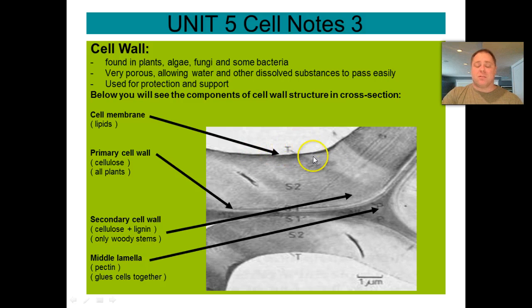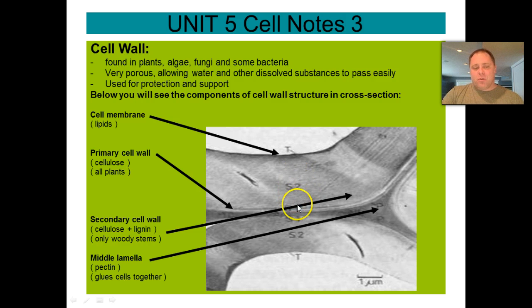Remember, the cell membrane has a totally different job. Cell membrane lets things in and out. Really, these other two things are here for structural support. We'd mentioned in class that this stuff right here, which is going to be our secondary cell wall, has this stuff in it called lignin. And the lignin is something that has a lot of structural support. So when you think of wood, something with woody stems has a lot of cells that have that lignin.